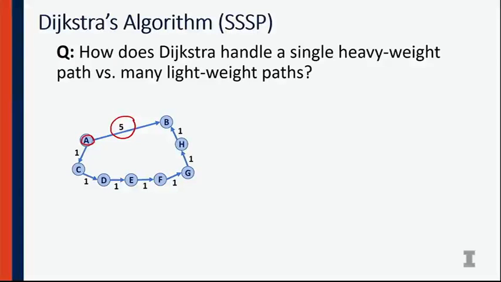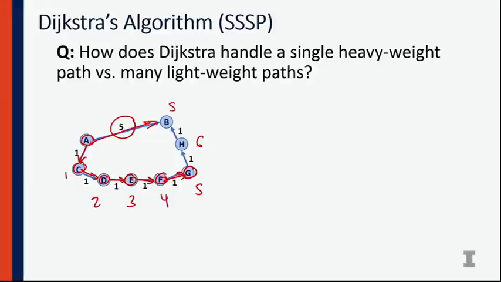So again, A is going to update B's weight to 5, C to 1. We continue A to C, C to D, D to E, E to F. And at F, we're going to update the weight of G to be 5. We can go ahead and take that edge, even though there may be a tie-breaking case. So G now gets added. And now we update the weight of H to be 6.